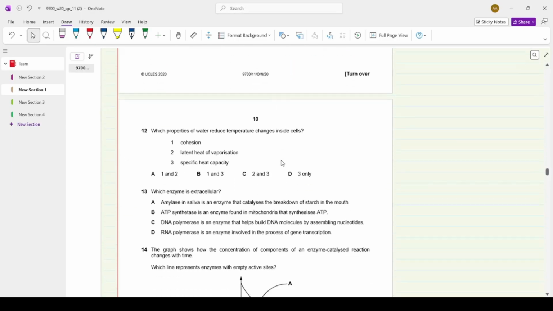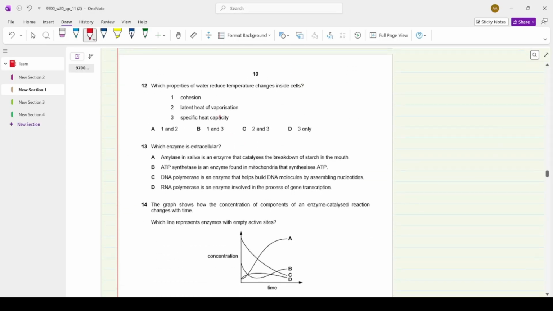Moving on to number 12, the question was, which properties of water reduce temperature changes inside the cell? Cohesion, not really, this is for the capillary pool. And then latent heat of vaporization, this is for cooling. Specific heat capacity, I think this makes more sense. We know that it takes a lot of heat to change the temperature of the water, so the best option here will be D.